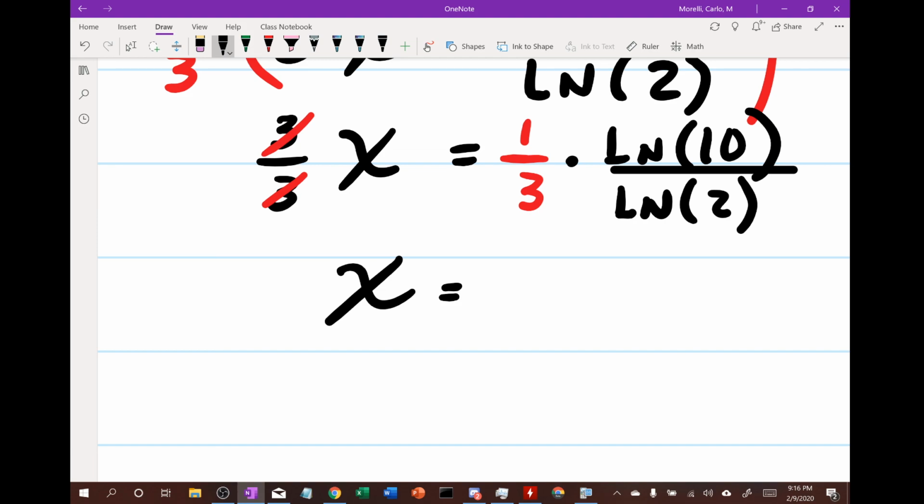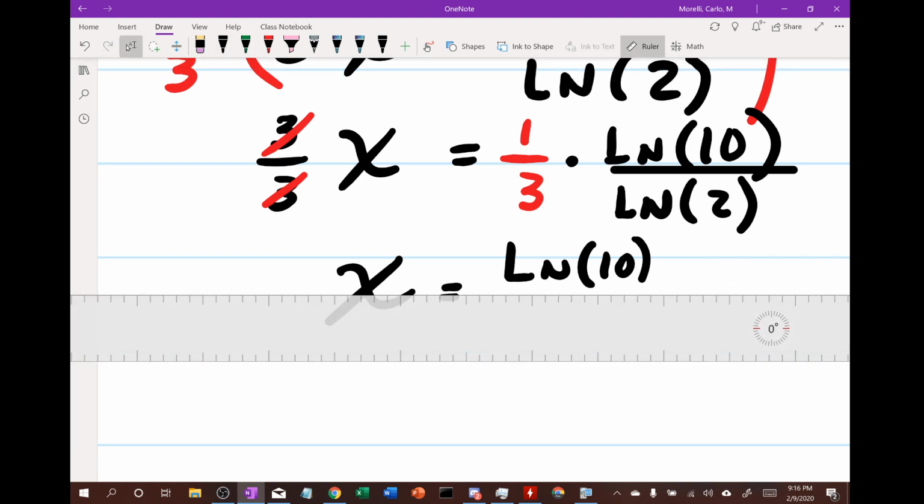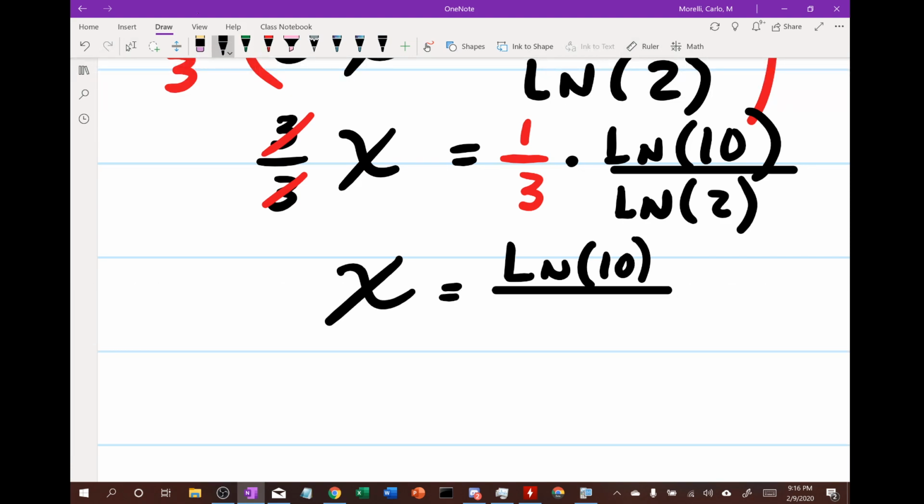So what we'll do here is, all right, now all we're going to do is multiply 1 times ln of 10, which is just ln of 10. You can think of it like a variable. Okay, and then 3 times ln of 2 is just 3 ln 2. And this actually is a number.